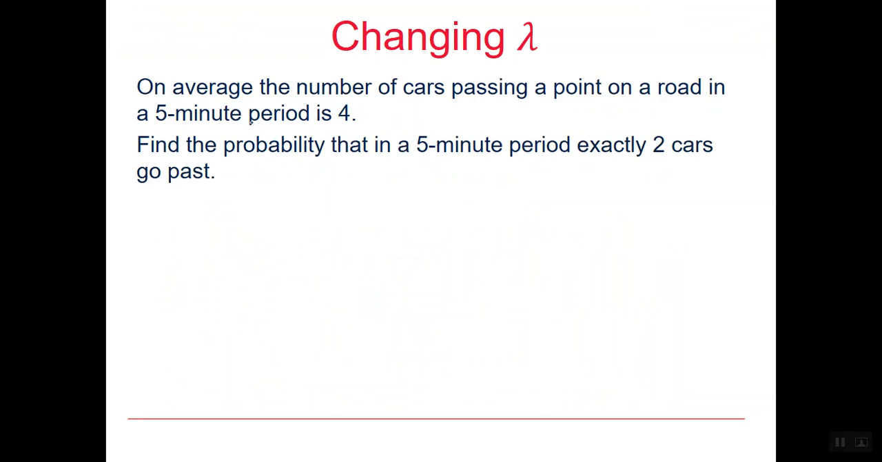In the previous video, we looked at an example in which the average number of cars passing a point on a road in a 5-minute period was 4. So we defined the parameter, lambda, to be 4. We had to answer a question that was finding the probability that in this 5-minute period exactly 2 cars went past. So what we did was we modelled this as a Poisson distribution with parameter 4. And we used our calculators to calculate the probability that x was 2.